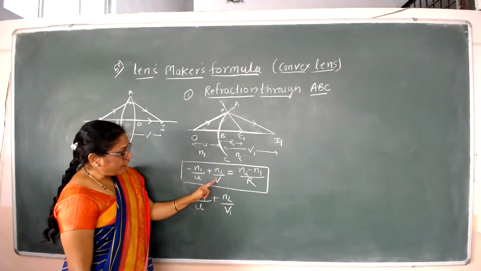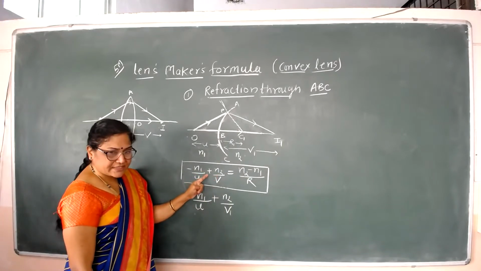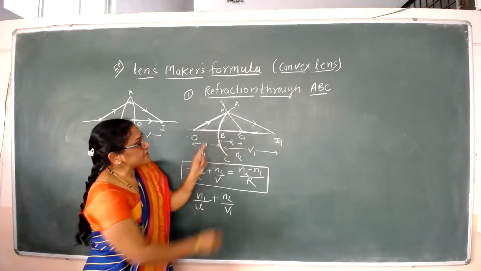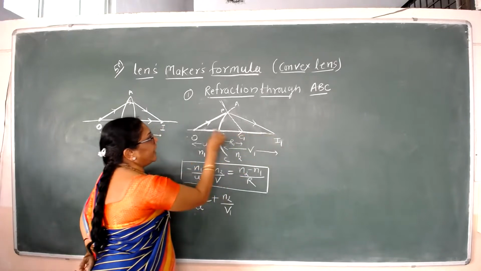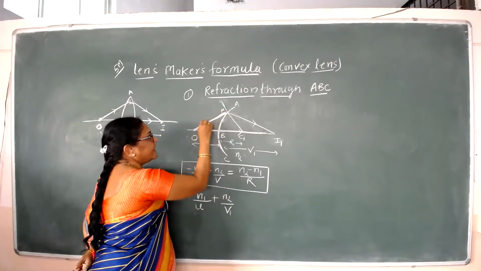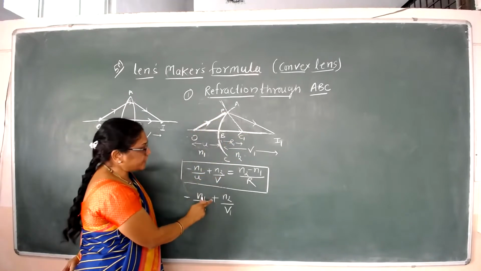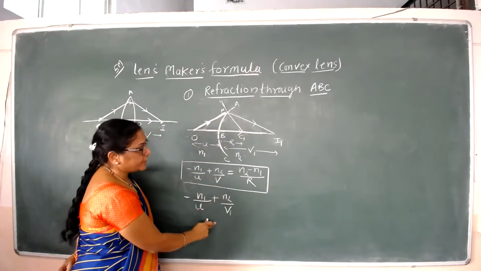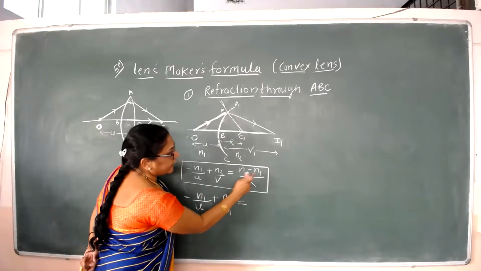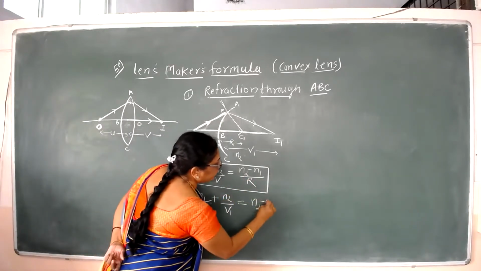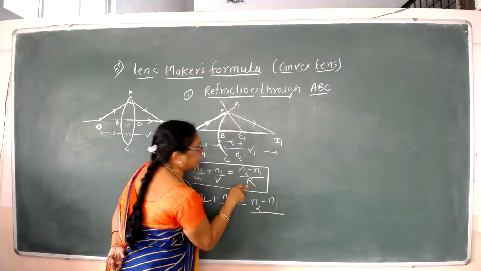In the formula, the image distance is plus. See here, the image distance is in this direction and the incident ray is also in the same direction, so the image distance is positive. So it is plus N2 by V1 is equal to N2 minus N1 divided by R.